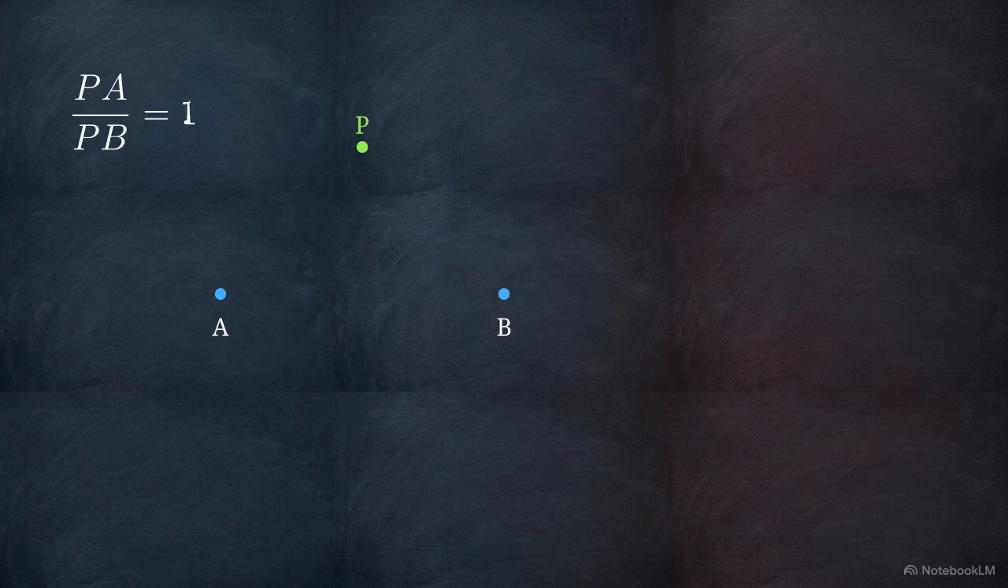No curves in sight. Now introduce some tension. Change the rule so the distance to A is exactly twice the distance to B. With an uneven ratio, that straight line immediately collapses. If you plot every single location on the board that satisfies this 2-to-1 ratio, the points snap together to form a perfectly round loop. This is the Apollonius circle.